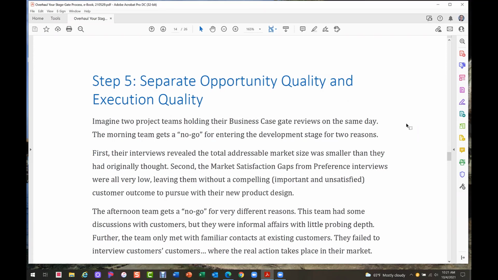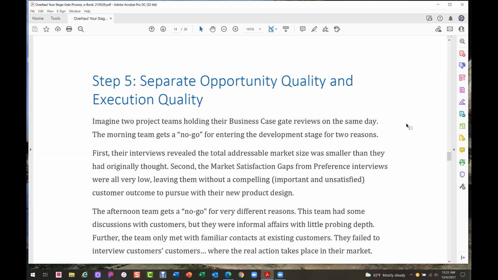Now, what about the afternoon meeting? Well, in the afternoon, oh, those rascals, they didn't do really any serious interviews. I mean, they talked to a few buddies, got a little bit of the same old information. Maybe some salespeople gave them some information, they didn't do any quantitative research, and they spread this out over a couple of years. So who knows what the latest is. So they got told, stop the project, but it got stopped for an entirely different reason. Instead of low opportunity quality, they had low execution quality.